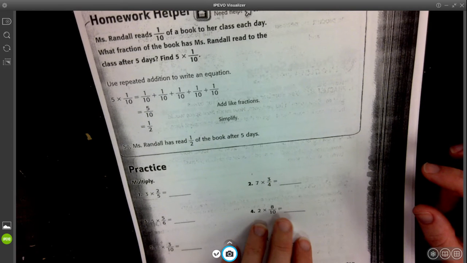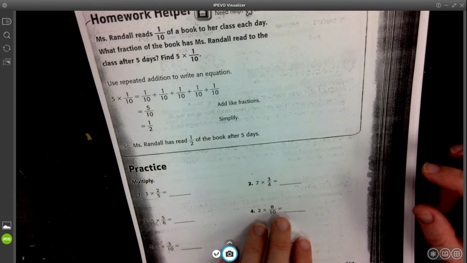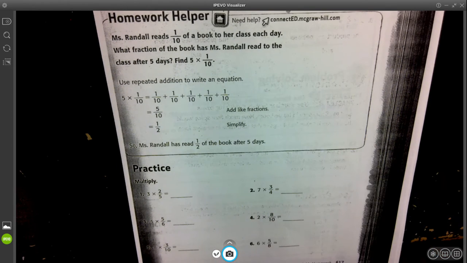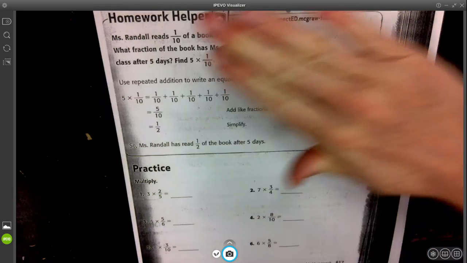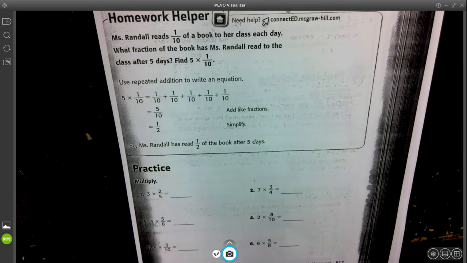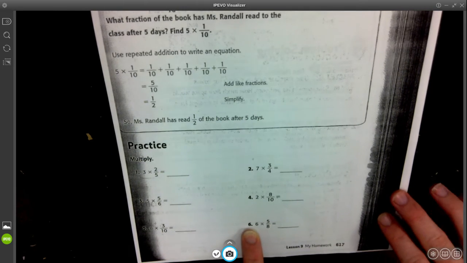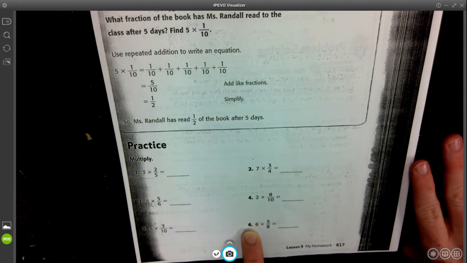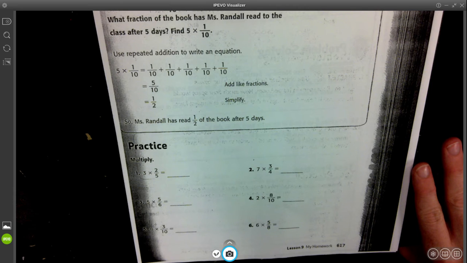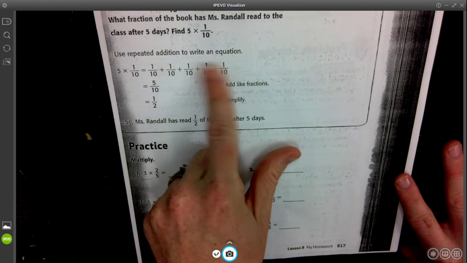So the first one is multiplying fractions by a whole number. The first part of the homework right here just explains how they can solve it, and it helps y'all understand what we're doing in the classroom. So numbers 1 through 6: they will get an improper fraction, and I want you to change that to a mixed number. It shows you up here how to do this.